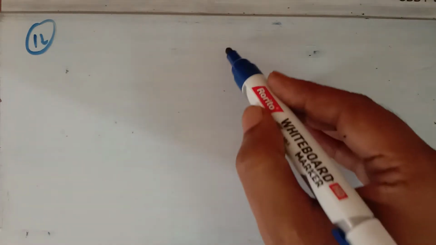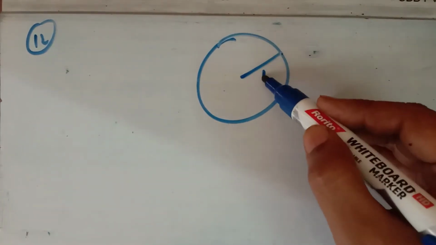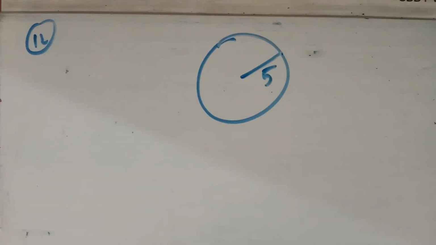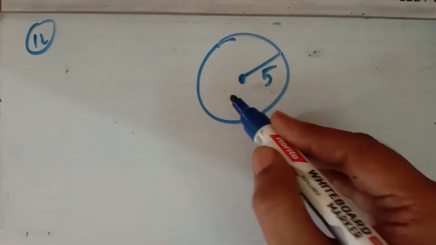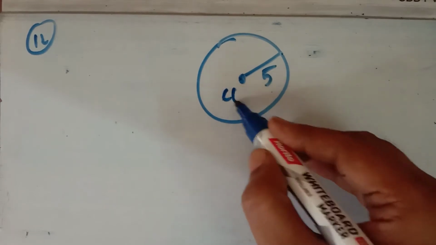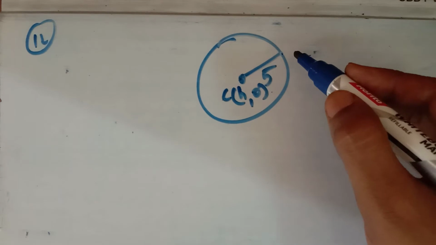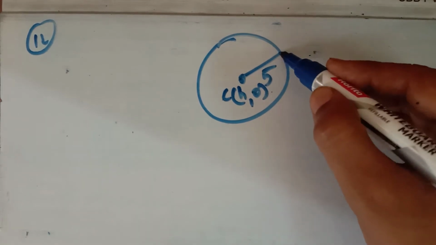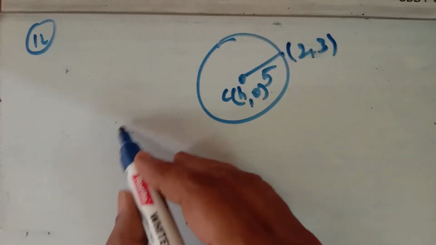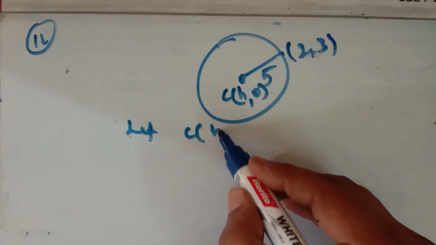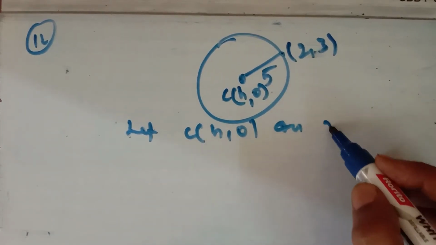Now let us take question number 12, which says: find the equation of a circle with radius 5 and the center lying on the x-axis. So let us take the center lying on the x-axis. On the x-axis the y coordinate is 0, and the center is (h, k), and it is passing through the point 2, 3. So let the center (h, k) be on the x-axis.